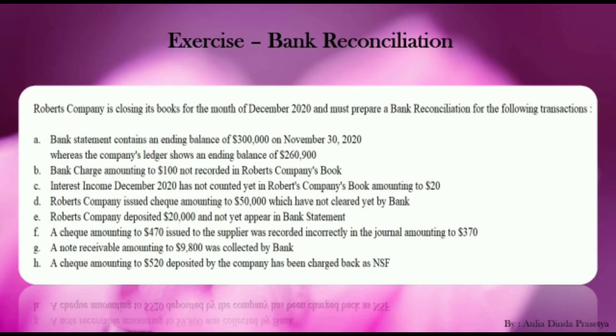F. A check amounting to $470 issued to the supplier was recorded incorrectly in the journal as $370. G. A note receivable amounting to $9,800 was collected by the bank. H. A check amounting to $520 deposited by the company has been charged back as a non-sufficient check.